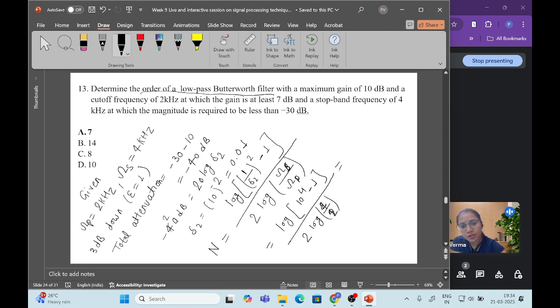Now if you calculate the value of 10 to the power 4 minus 1, you will get 13 divided by 2, and log base 2 will be 2, so you will get directly 6.64, that is approximately equal to 7. Okay, so the order of the filter is 7. So option A is the correct answer for this question.